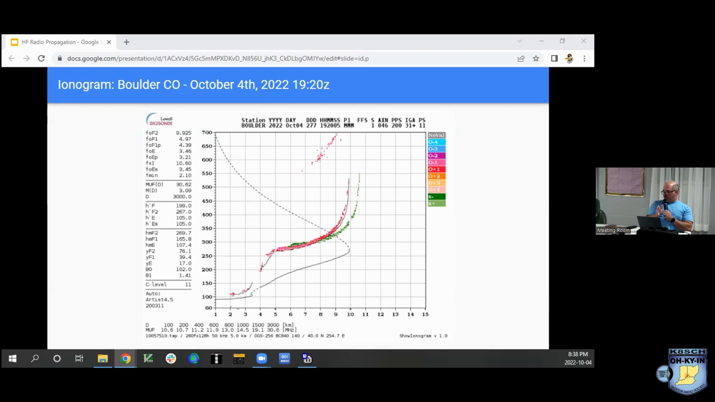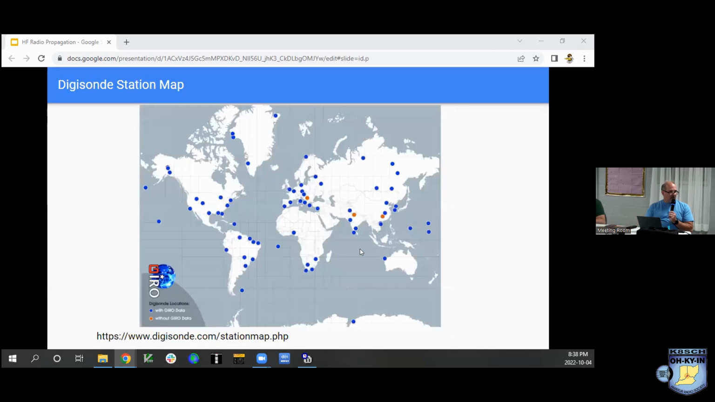So you usually want to try to find something between you and where you want to talk to. Like I said, Wallops is pretty good because it's on the coast and you're heading out towards the east, heading out towards Europe. There's one at Lowell University in Massachusetts. That one has limited data.